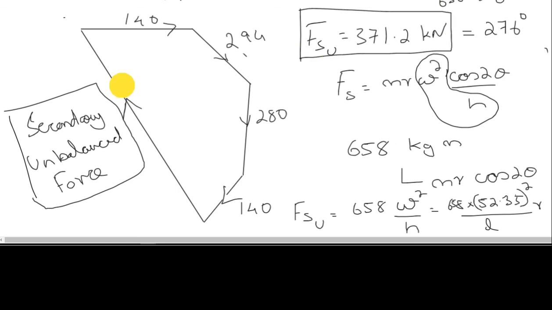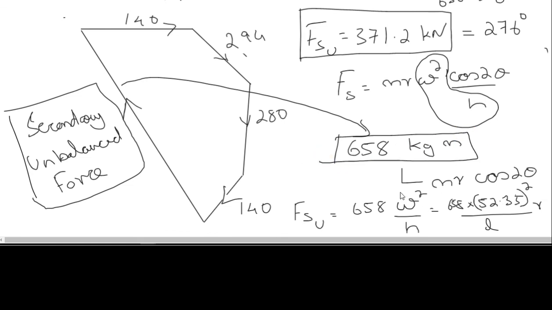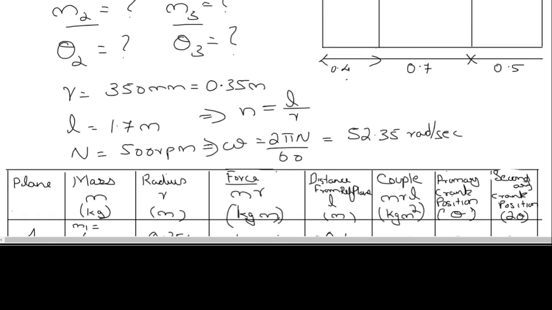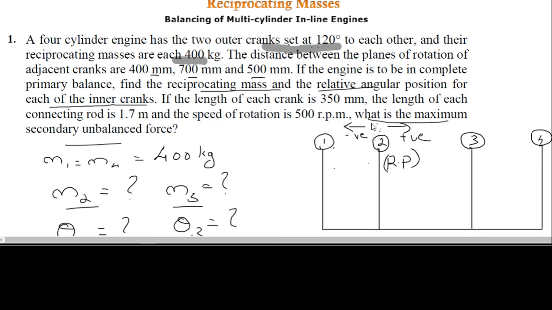You measure it and scale it, you will get 658 kilogram meters. Multiply it with omega square by n to compensate for the equation Fs equal to m r omega square cos 2 theta by n. Cos 2 theta is already included because we are taking the angle as 2 theta, and we have to multiply with omega square divided by n. n is L divided by R, the obliquity ratio. If you multiply this with omega square by n, you will get 371.2 kilonewton. That is your answer for the third part, maximum secondary unbalanced force, 371.2 kilonewton.